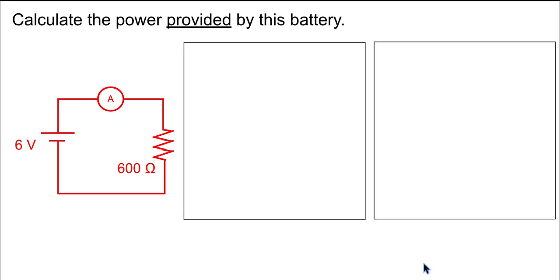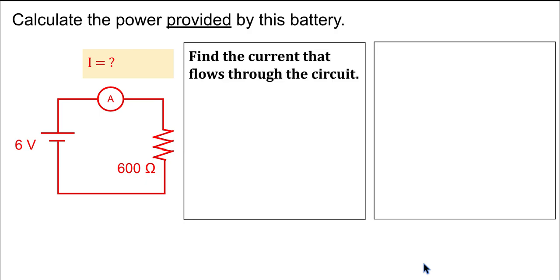So take a look at this circuit here. If we wanted to calculate the power provided by the battery, we would need to know what the current is in this circuit. So that'll be our first step. Find the current that flows through the circuit. In this case, we'll use the previous idea, Ohm's law, that V equals I times R, and putting in the information we know, that the voltage provided by the battery is 6 and the resistance of the resistor is 600, we can divide and see that the current is 0.01 amps.